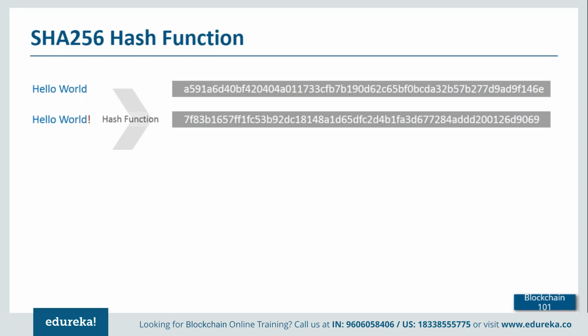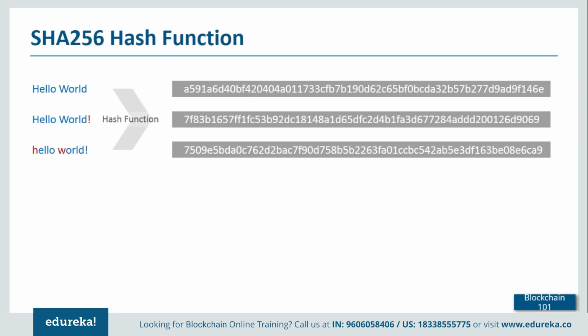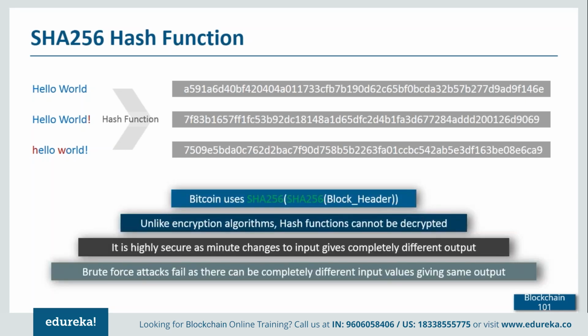Similarly, I'll just change the capital H and capital W to small h and small w. That time, it again completely changes. So as I had mentioned, it's not easy for you to just look at the output value and decide what the input value is. Now in the blockchain system, we use the SHA-256 encryption methodology, and unlike most other encryption algorithms, a hash function cannot be decrypted. That is, from the output you cannot decrypt the input.